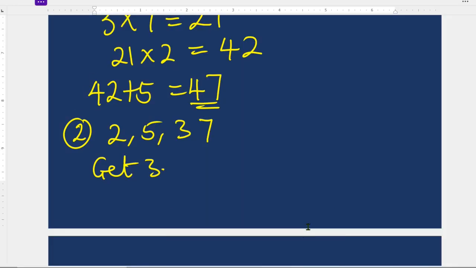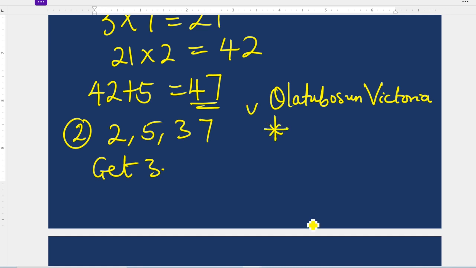Olatubosun Victoria is going to be our class captain for 5 minutes. So I'm going to write her name on the screen. I have Olatubosun Victoria. Okay, let me give her a star. I'm giving her a star first. Let's see who's going to have more stars tonight. Okay, so another question. From these same numbers, you're going to get another one.